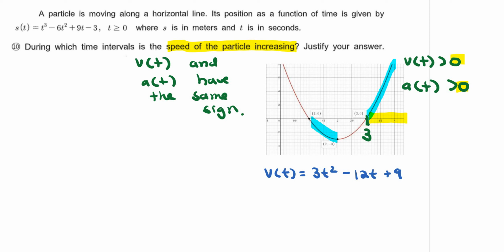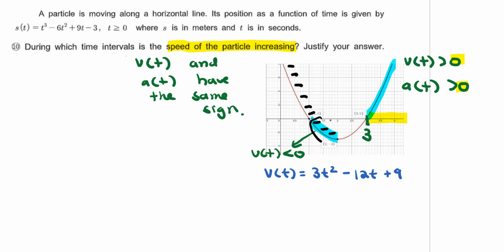Okay, so in that region, the velocity is below the x-axis, right? So this is below the x-axis, so that means v of t is less than 0. But what do you notice about the slope in that region? Well, the slope is all negative here, right? Negative, negative, negative, negative, negative, negative.